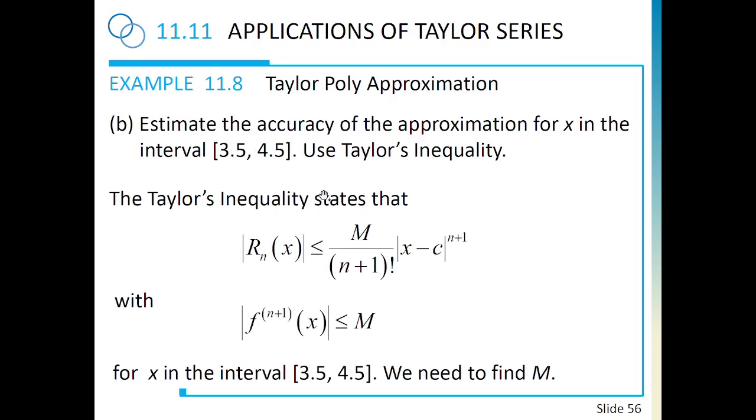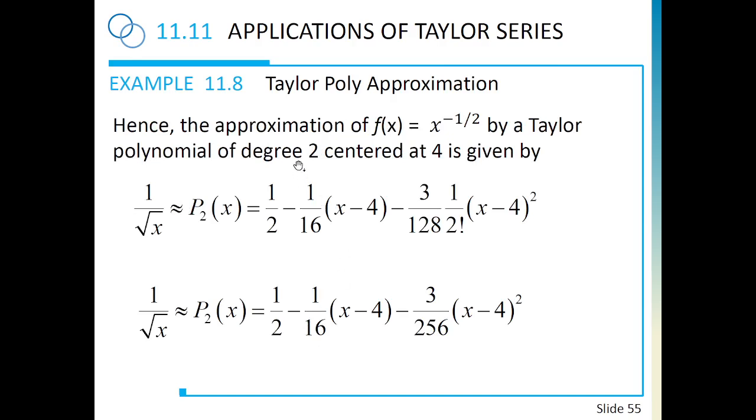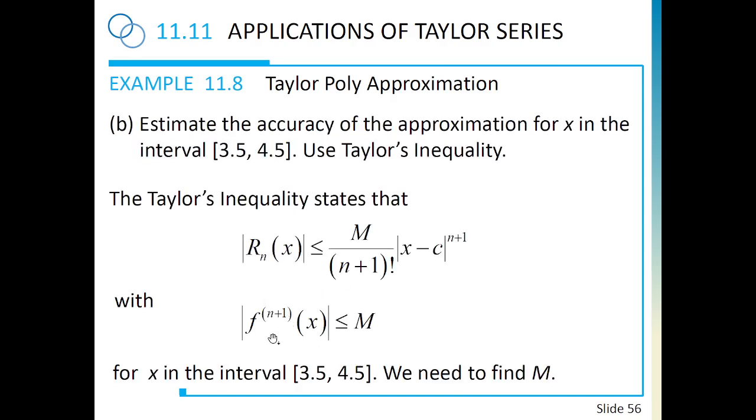Now the next task is to find an estimate for the accuracy when x lives in the interval 3.5, 4.5. Again, we are using Taylor's inequality, so we have the same formula as before, and our goal is to find an estimate M as an upper bound for the derivative. In our case, since the polynomial is degree 2, it will be the third derivative for x's between 3.5 and 4.5. So that's the first task.